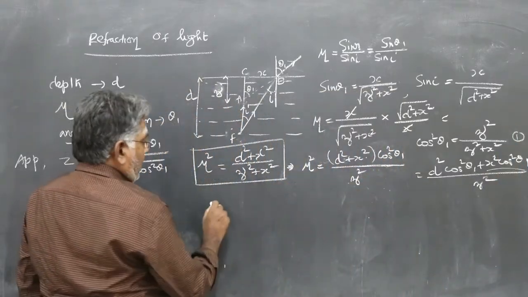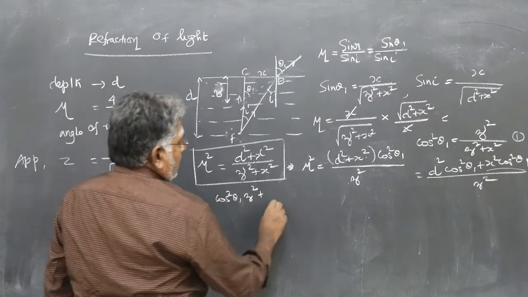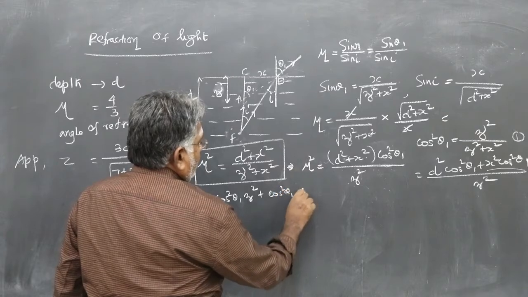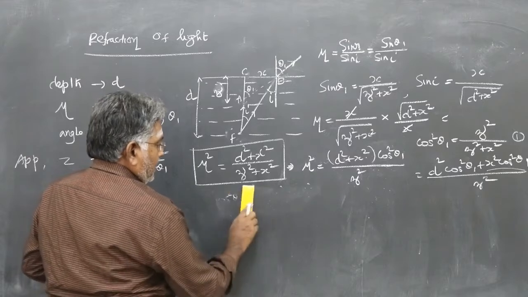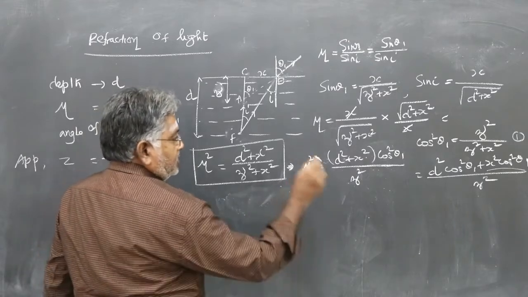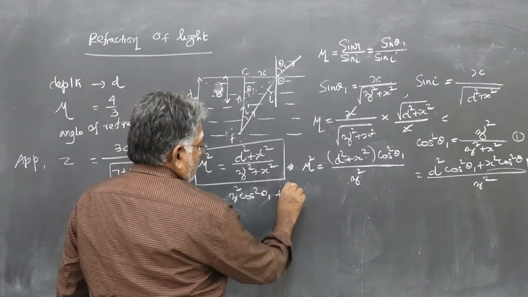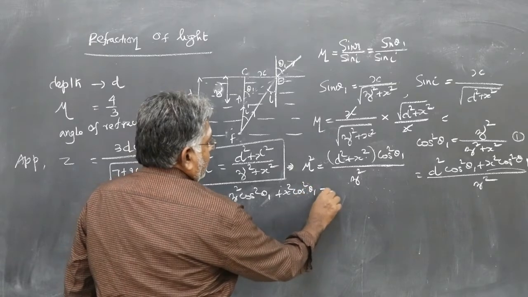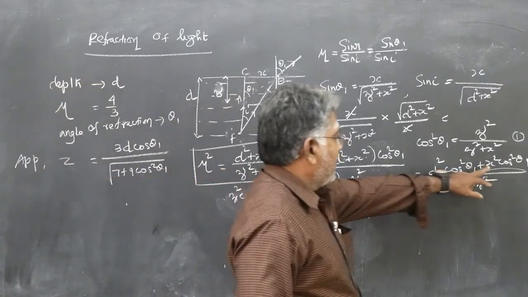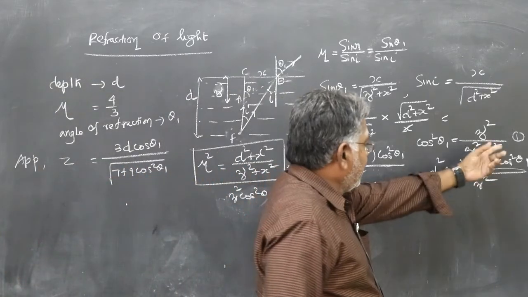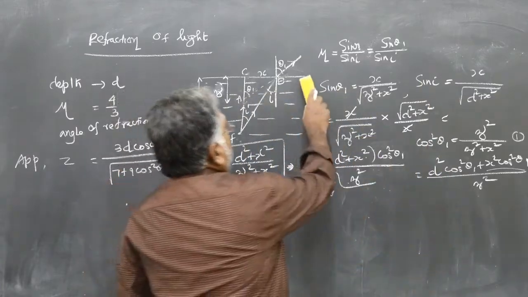So from equation 1 you have z square cos square theta 1 plus x square cos square theta 1 is equal to z square. Now substitute for x square cos square theta 1 and eliminate z, and you will get the answer. Substitute for mu also. So how will you proceed further?